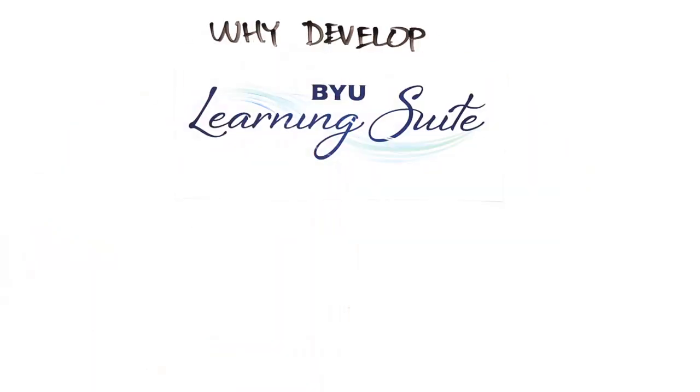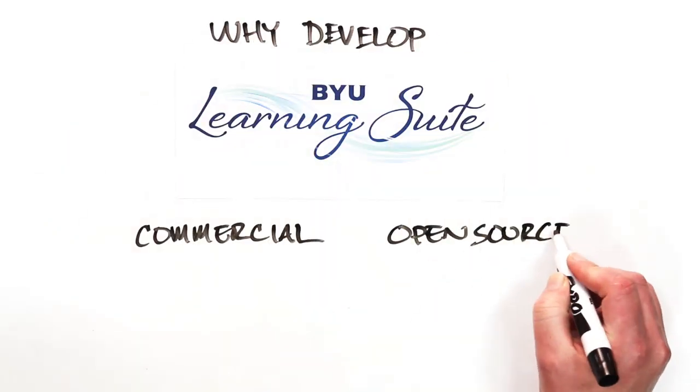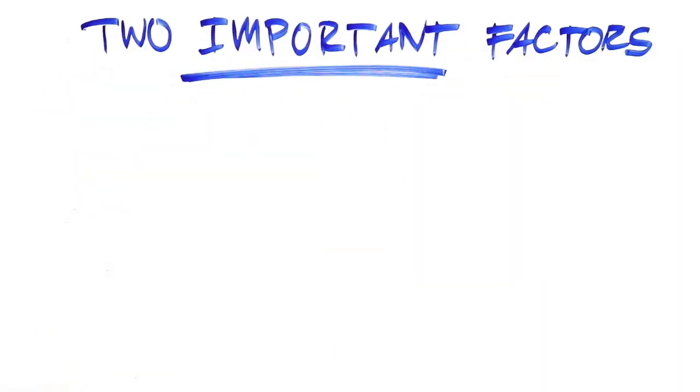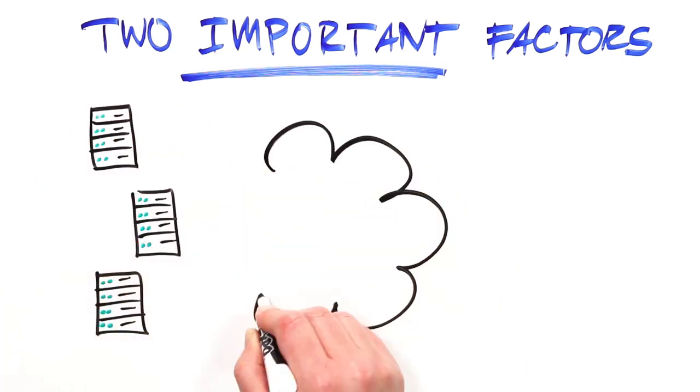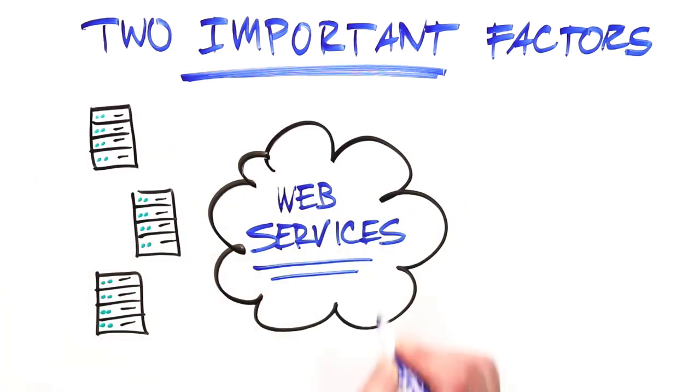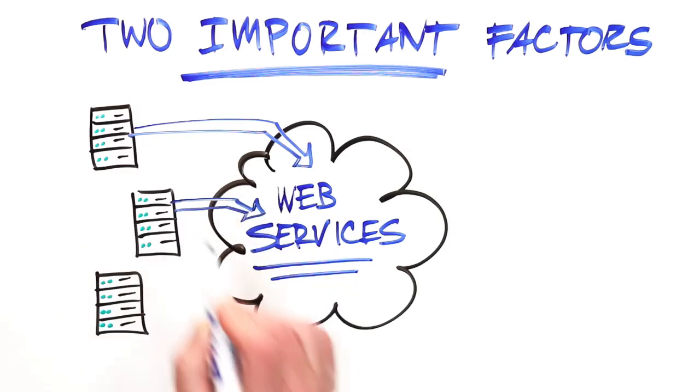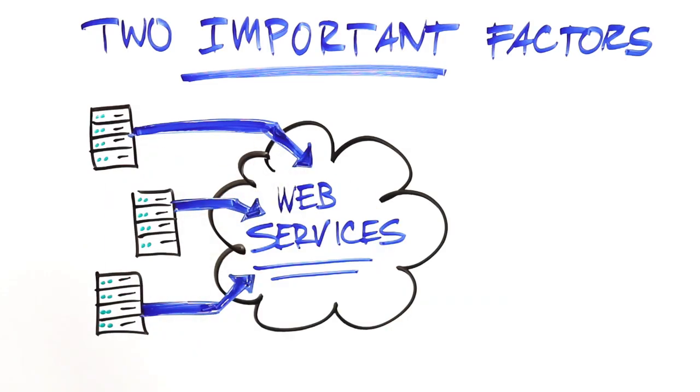The decision to develop BYU Learning Suite was made with careful consideration of both commercial and open source alternatives. However, two important factors influenced the decision to develop our own system. First, the Office of Information Technology continues to develop and deploy web services, which make it easier to securely share essential information among BYU's various systems.